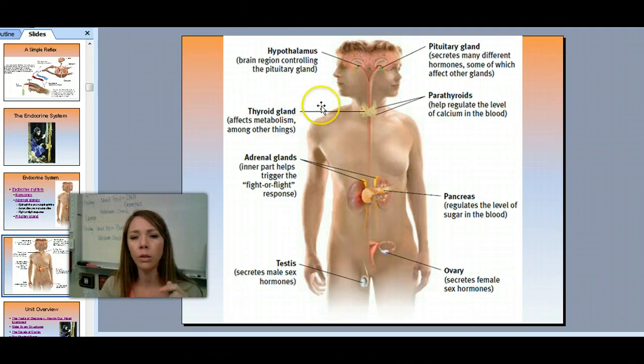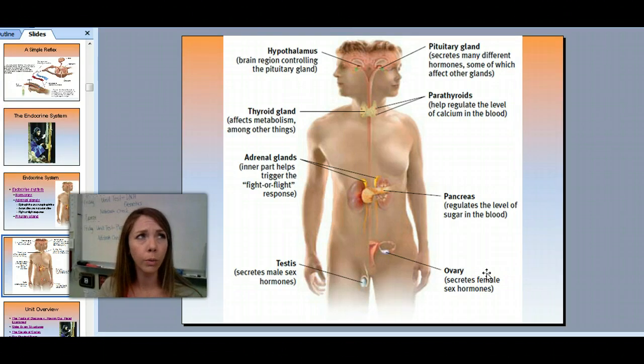My thyroid gland is for growth. My adrenal glands are fight or flight. Remember, adrenaline, adrenal, that's how you can remember that: a burst of adrenaline, adrenal. And then my pancreas is for my insulin with sugar. And then my sex hormones, we're going to talk about testosterone and progesterone.